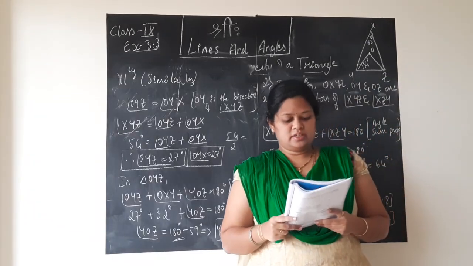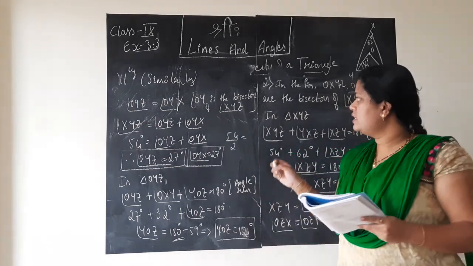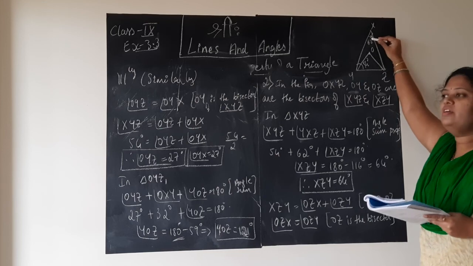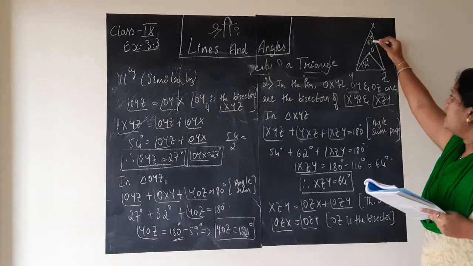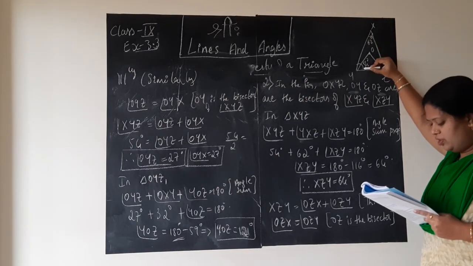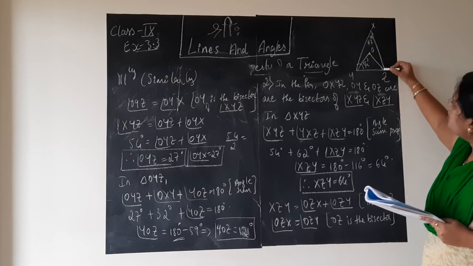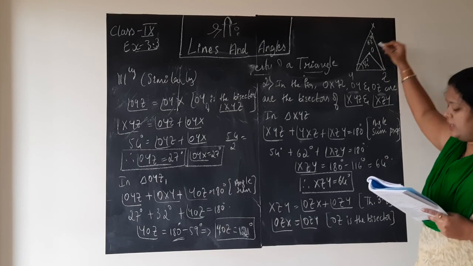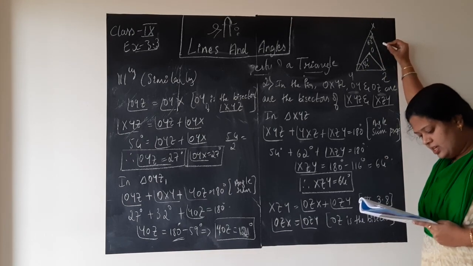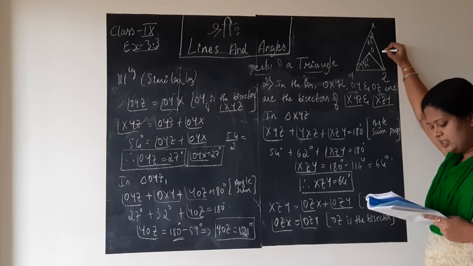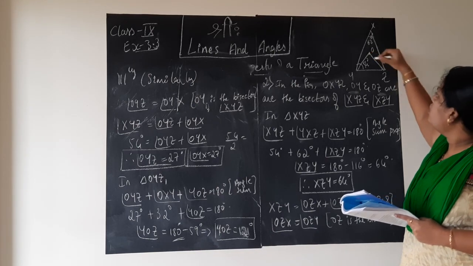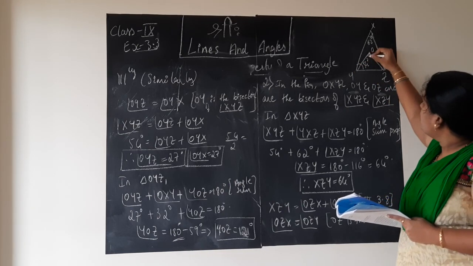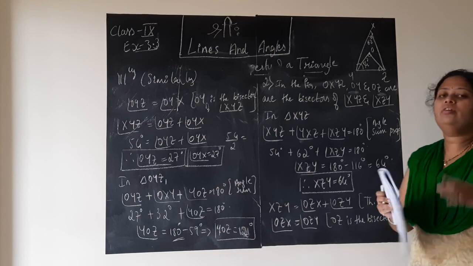the second question, children. In the figure, here is the figure, you have triangle XYZ in which angle X is 62 degrees, angle XYZ is 54 degrees. If YO and ZO are the bisectors of angle XYZ and angle XZY respectively, of triangle XYZ, find angle OZY and angle OYZ. Correct? Angle YOZ, we need to find out.